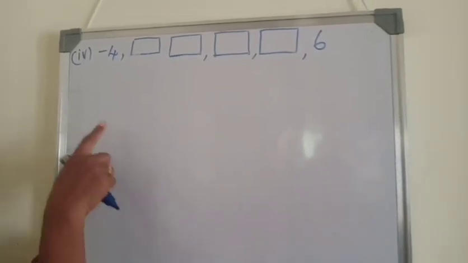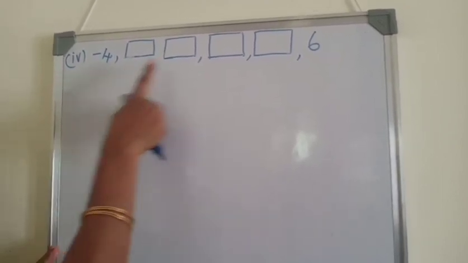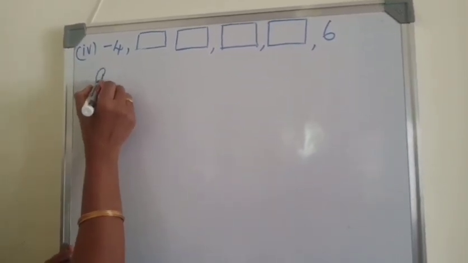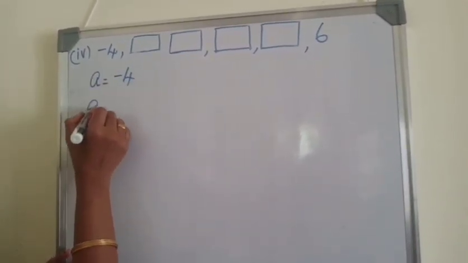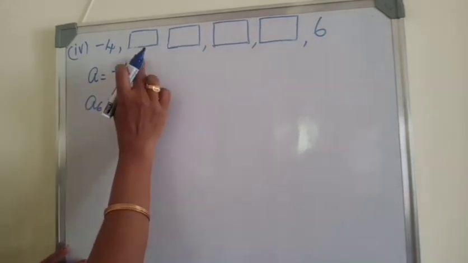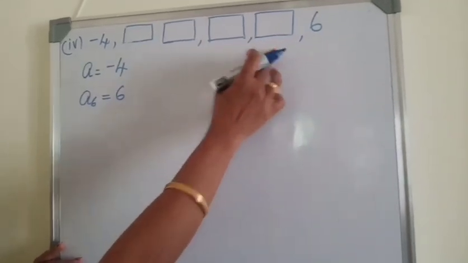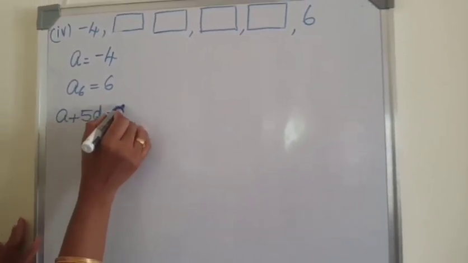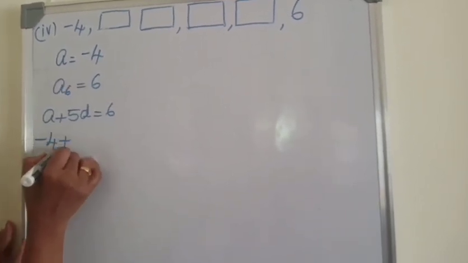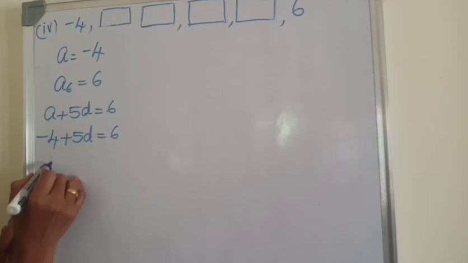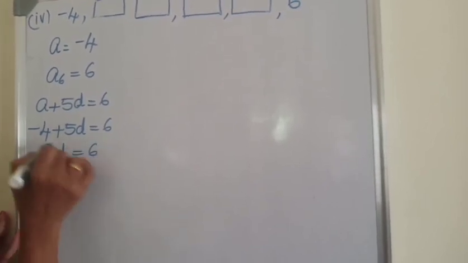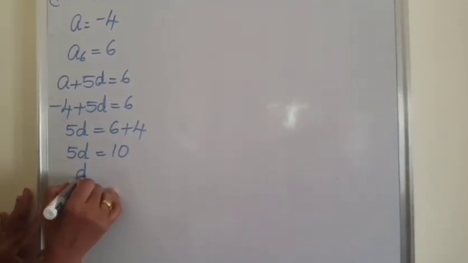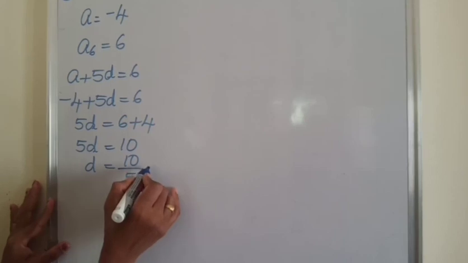The next question is, the first term is given as minus 4 and the sixth term is given as 6. The remaining terms you should find out. First term is minus 4 and the sixth term is 6. So you have to find out A2, A3, A4 and A5. A6, how can we write? A plus 5D equals 6. A is minus 4 plus 5D equals 6. 5D equals 6 plus 4, which is 10. D equals 10 by 5, 2.